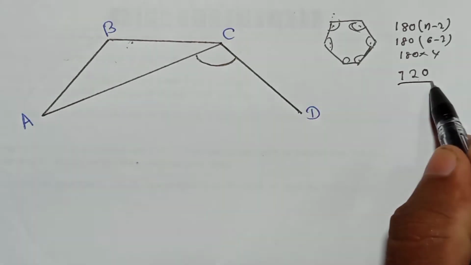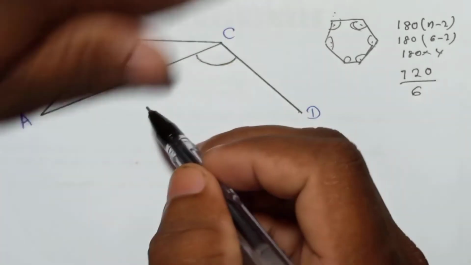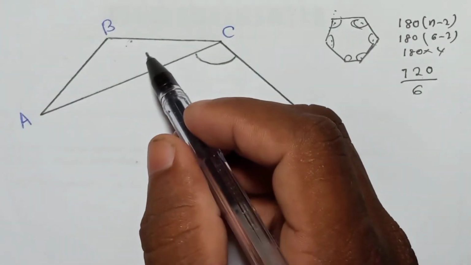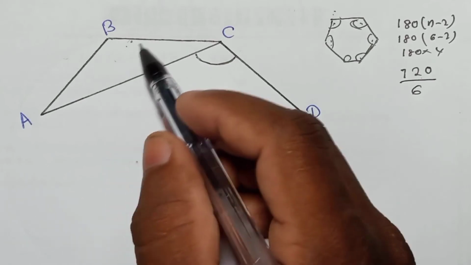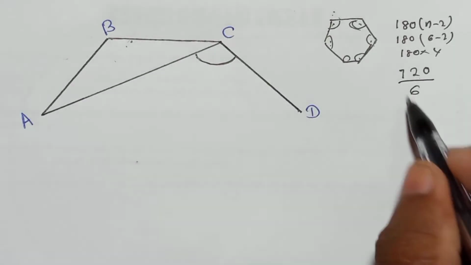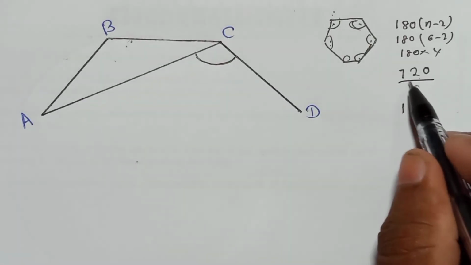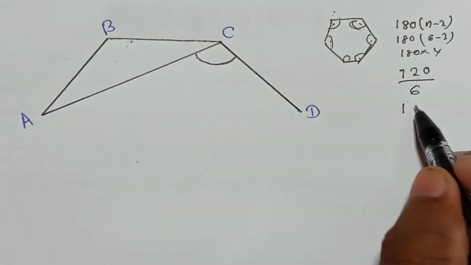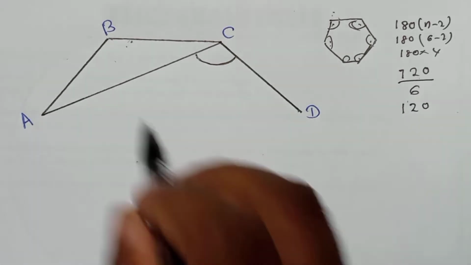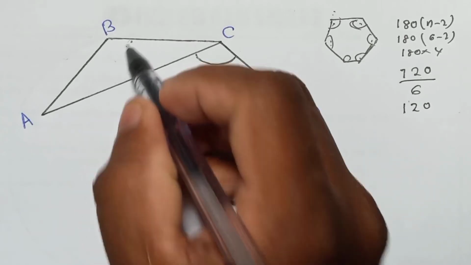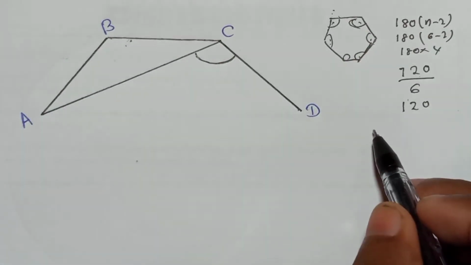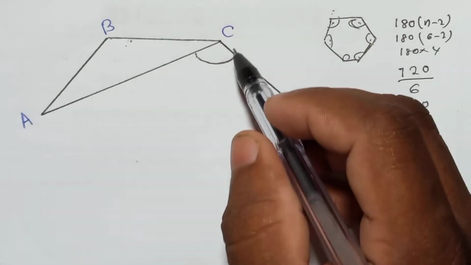Then if you divide 720 by 6, you can get one interior angle. How much is one interior angle? How many 6s are there in 7? 1, and 1 remains. Okay, 120. Like this you can get this one angle. That's one method. You can get it another way.